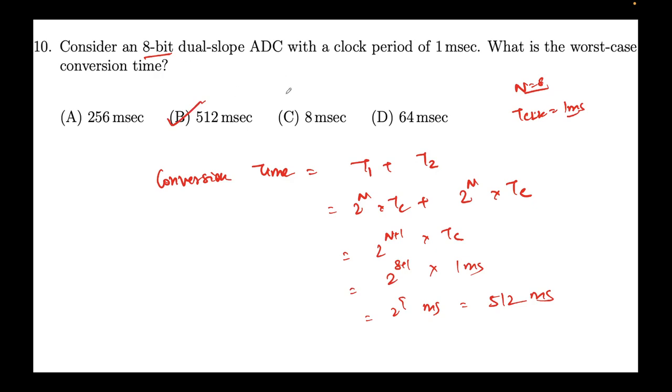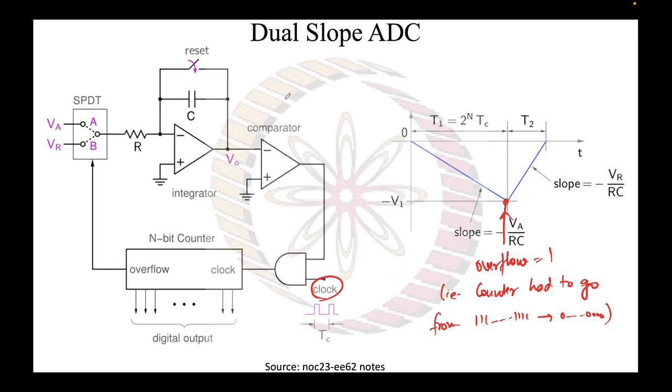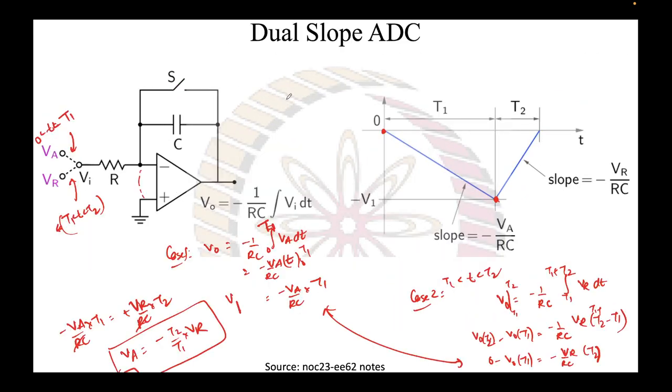So what we did in this problem: we first saw how an ADC operates, which we saw over here. This is essentially nothing but an integrator. For the first part, when it's connected to VA, which is the value we want to measure, we obtain this negative slope. We reach some value V1, and then we throw the switch to VR by some mechanism, right? VR is some negative reference value, and then we get this positive slope, and we stop when we reach zero.